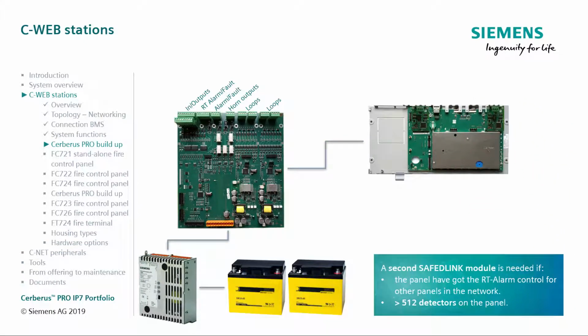This option is possible for all networkable fire control panels. To be in alignment with the EN54, it is needed to build in a secondary safety link module if your fire panel has the remote transmission for other panels in the network and/or contains more than 512 detectors.